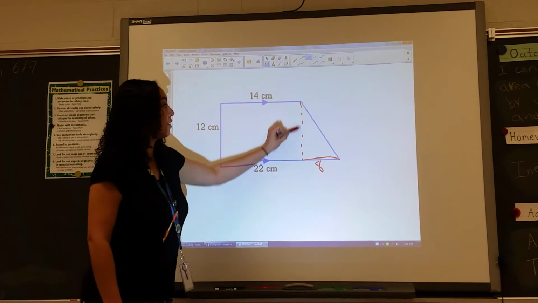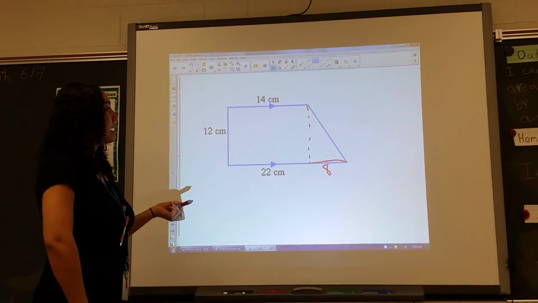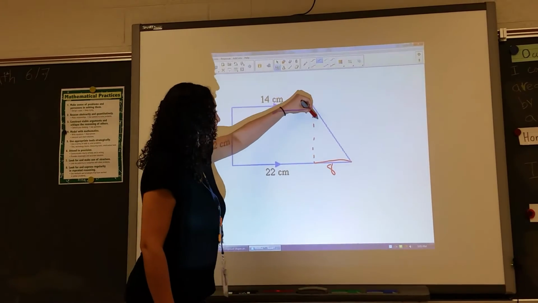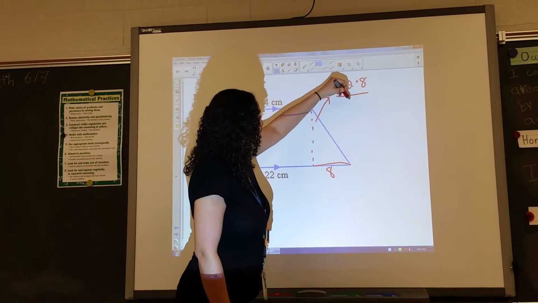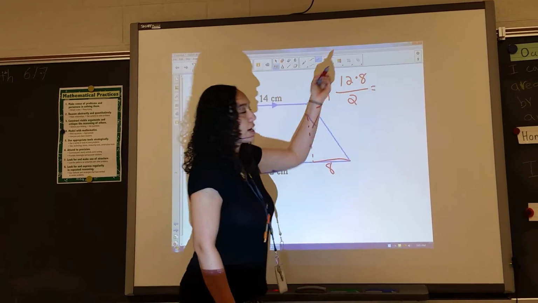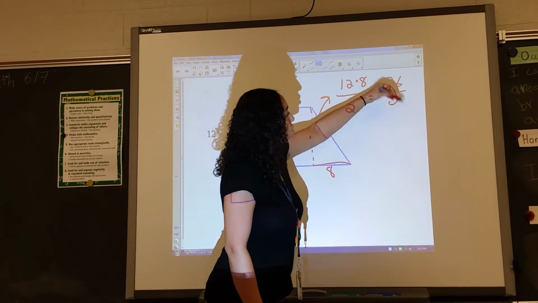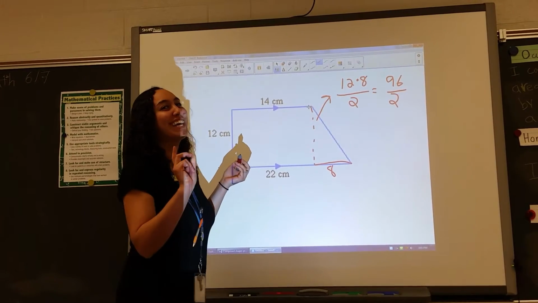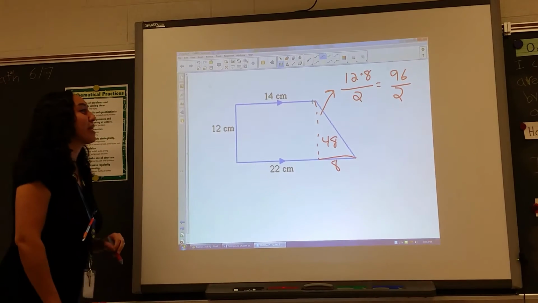So then to find the area of this triangle, we use our formula for a triangle, which is base times height divided by 2. For this piece right here, we would have 12 times 8 divided by 2. 12 times 8 is 96, divided by 2 gives us 48. So we have 48 there.